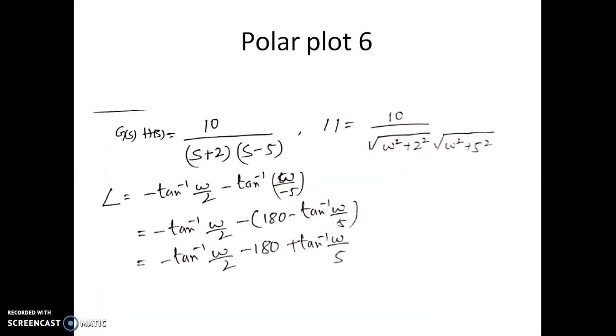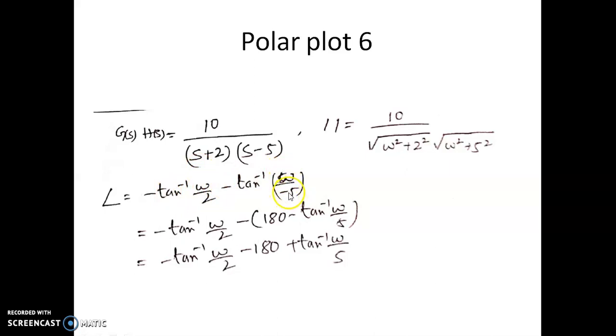Let us see a special case where you have poles on either side of the s-plane, that is both on the left hand as well as the right hand side. This is how the magnitude equation looks like. There is no change here, but you can see the phase equation is -tan inverse of omega by 2 for this. This is -tan inverse of omega by -5.